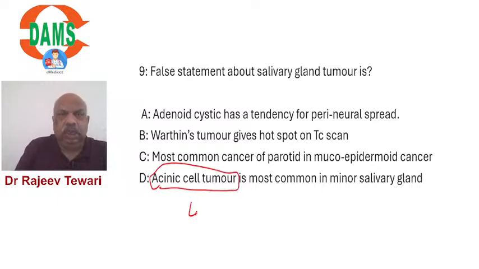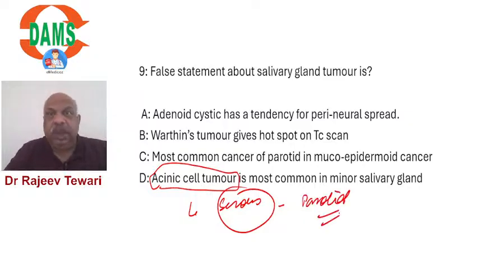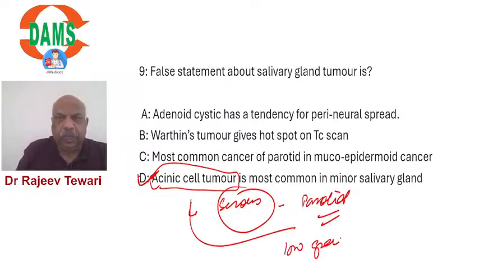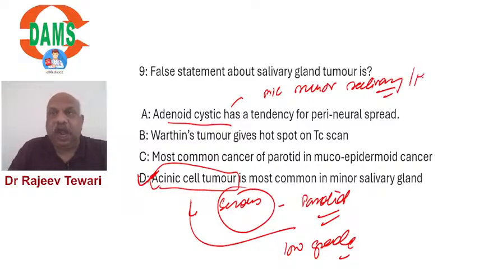Acinic cell tumor is a tumor of serous gland. And serous actually is parotid. Parotid is usually pure serous, submandibular is mucoserous, and minor salivary glands are purely mucinous. So acinic cell tumor is seen in parotid and it's a low-grade cancer. Rest are true. Adenoid cystic is the most common tumor of minor salivary gland. And most common site is hard palate.